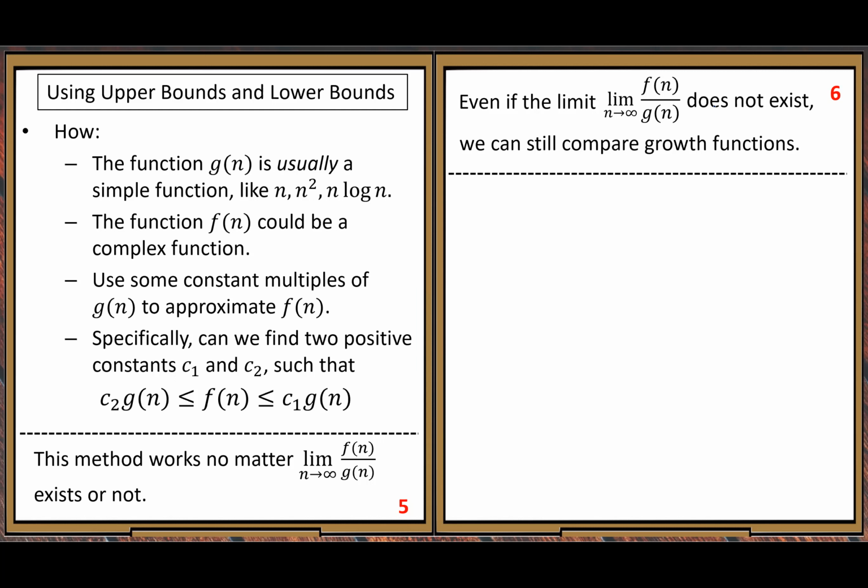Now you can see, because we use inequalities, we never do the limit calculation. So in this case, even if the limit does not exist, we can still use the inequality way to do the comparison. We don't have to stick to that limit method. All right, so two methods.